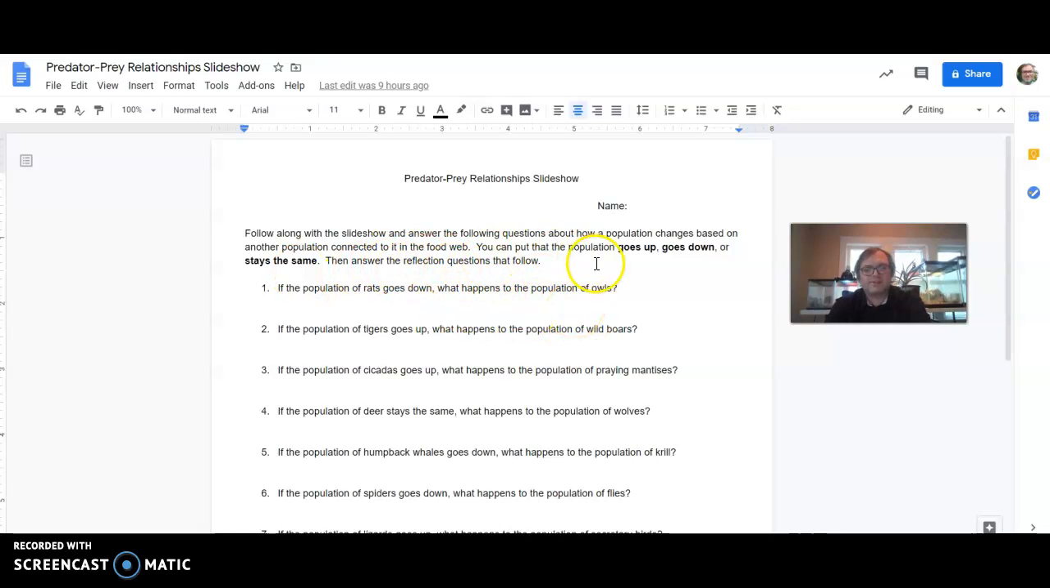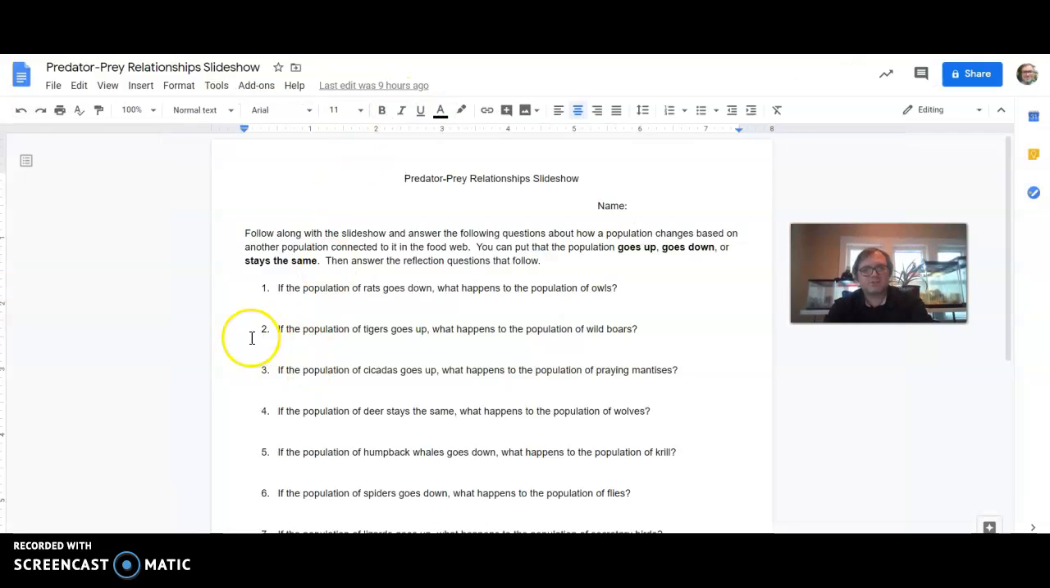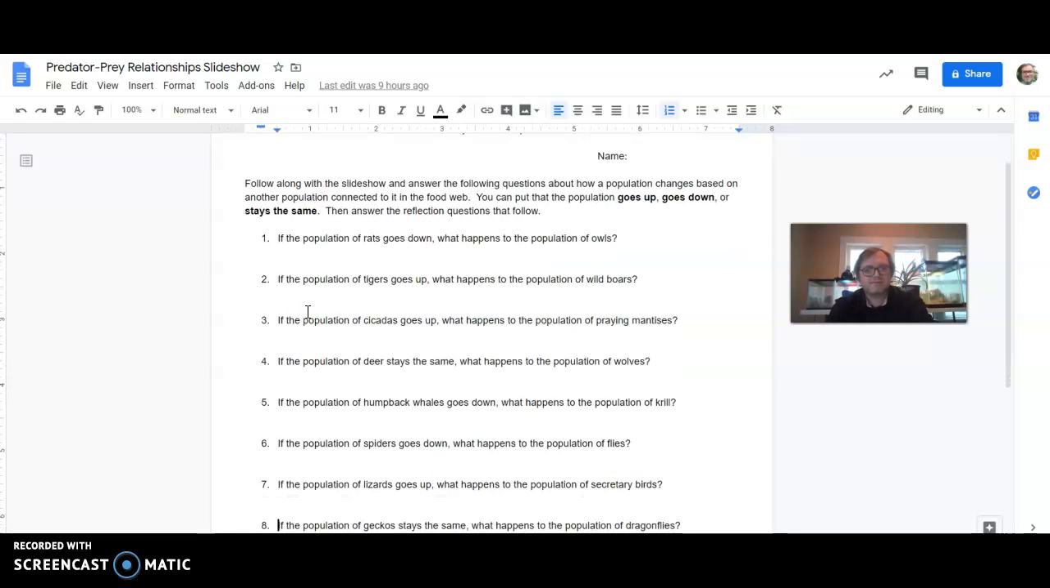Then there's a couple of reflection questions that follow. So each of these is in order with the ones that are on the slideshow. So here with our first one, population of rats goes down. What happens to the population of owls? As you can see here, that matches up with the first slide in our presentation. So again, if you're going along with the video, you can just pause it for each one of these. So you'll answer each one of those.